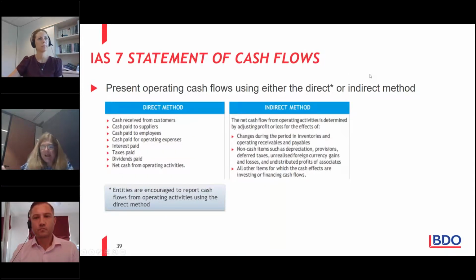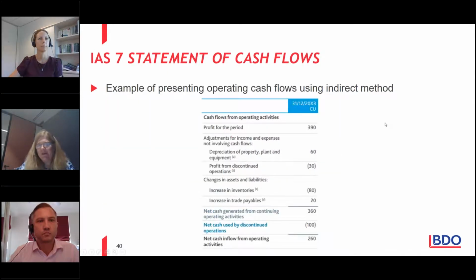And I suppose the big choice: do we present our operating cash flows using the direct method or the indirect method? Entities are encouraged to report cash flows from operating activities using the direct method, but we still have a choice. You could use the indirect method. We thought we'll give you a bit of an example. What does an indirect method look like? And there are some additional disclosures around the indirect method.